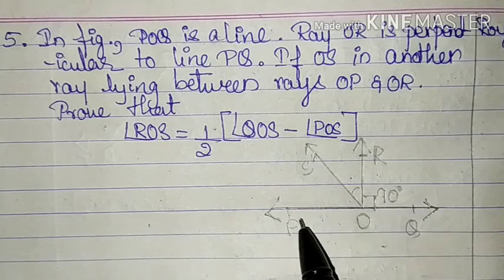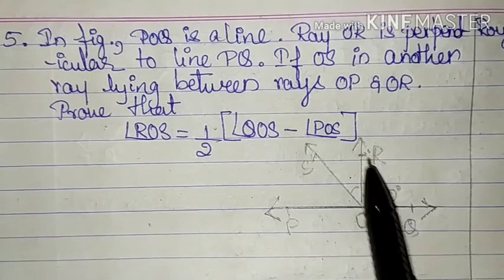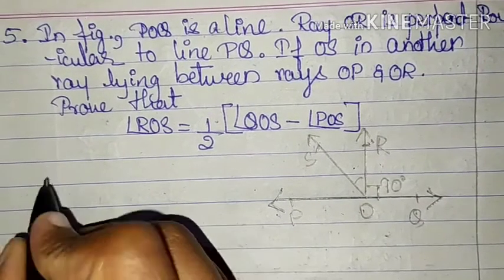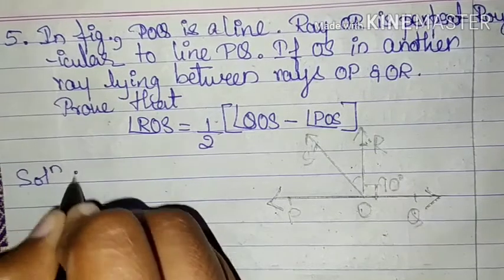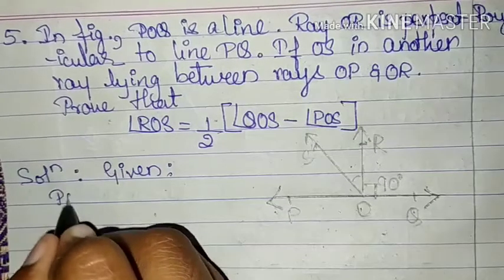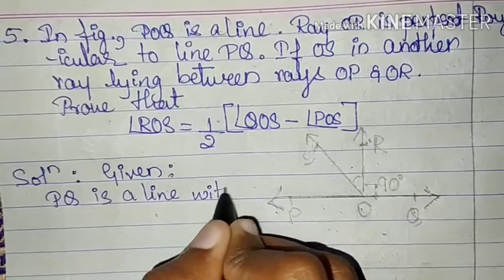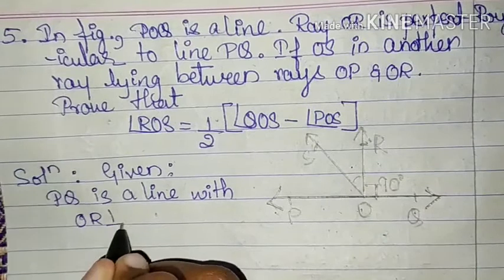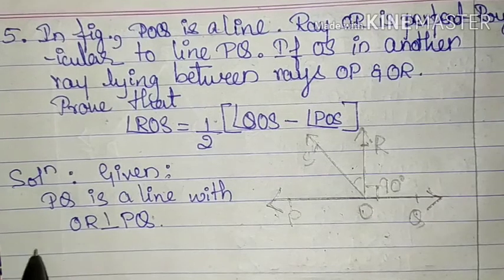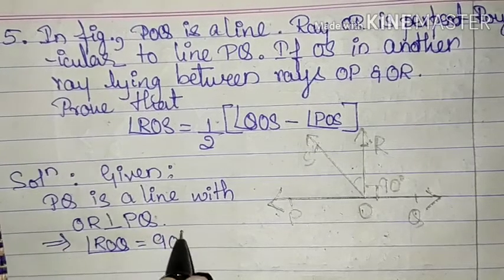The only information that we have is that PQ is a line and angle ROQ and angle ROP are equal to 90 degrees. So now the solution. Given, PQ is a line with OR perpendicular to PQ. This is what is given to us. This implies angle ROQ is equal to 90 degrees.